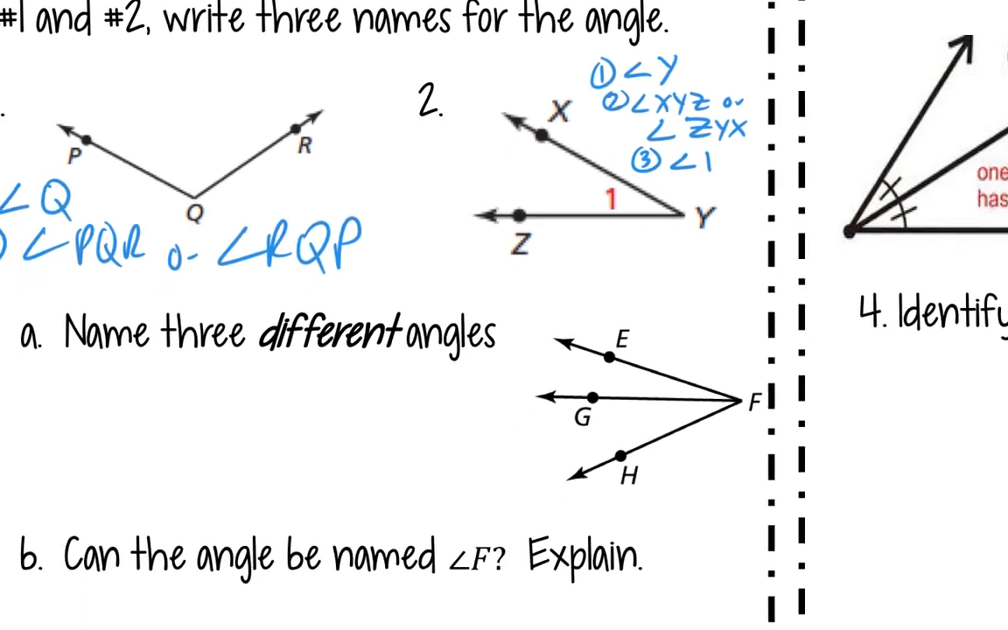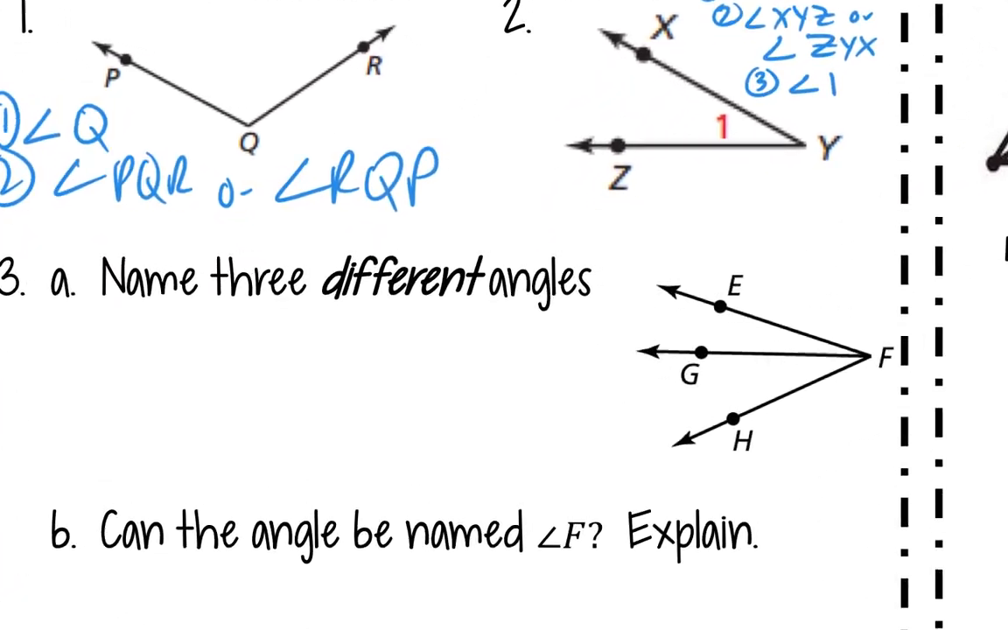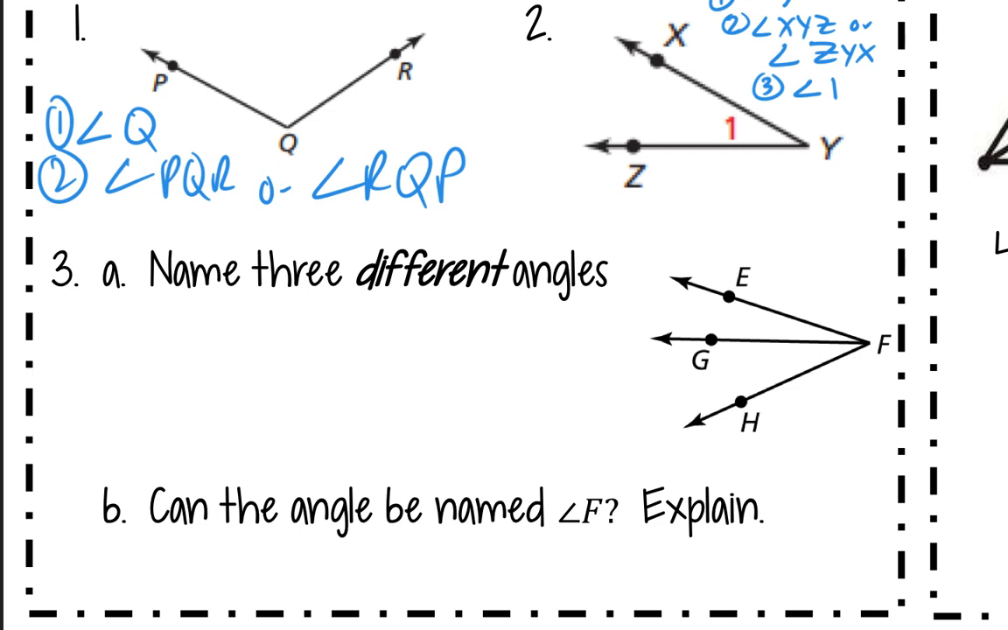So let's step it up. On number 3, it says name 3 different angles. Let's highlight this one. How about this one is one angle? We can call that angle EFH. Or we can also call it what? HFE. It's the same angle, angle HFE. They're both the same angle.